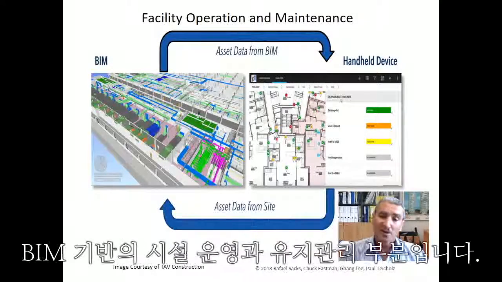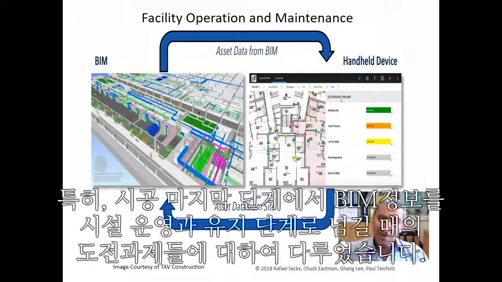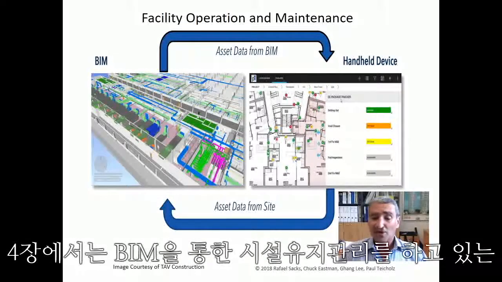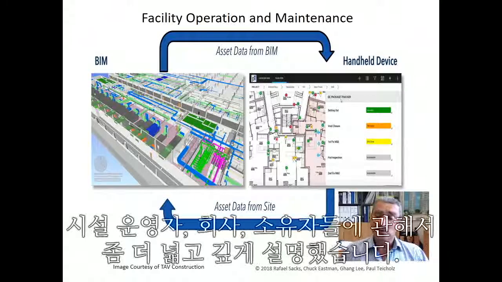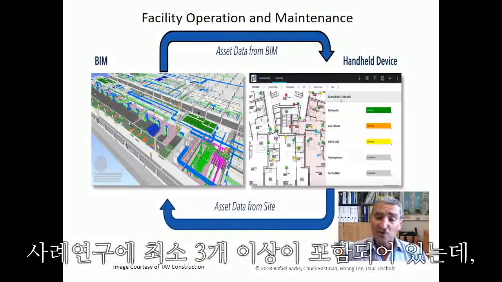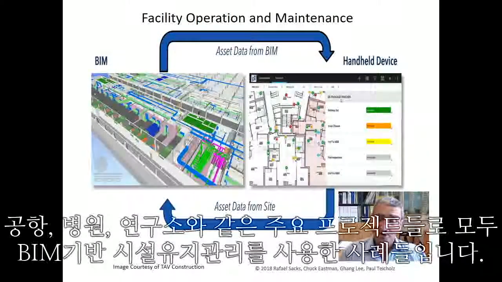Another aspect that we've paid far more attention to in the 3rd edition than in either of the previous 2 editions is the subject of facility operation and maintenance, and in particular the challenges in moving information from the last stages of construction into the stages of operation and maintenance of a facility. In Chapter 4, which deals with the owners, we have greatly increased the coverage of companies and asset owners who are using facility operation and maintenance based on BIM. There are also no fewer than 3 case studies of major projects, an airport, a hospital, and a research building, all of which have used facility maintenance.